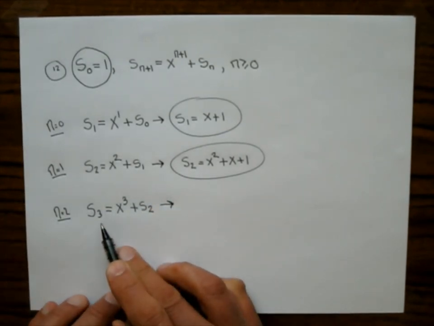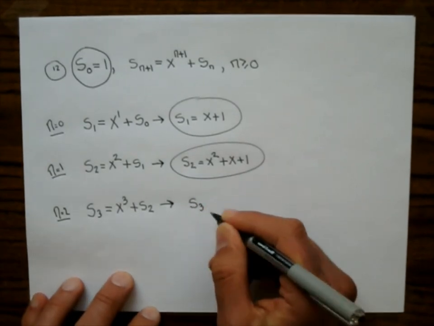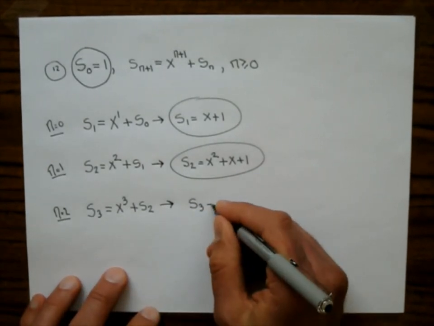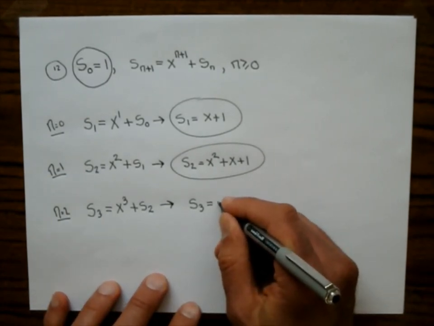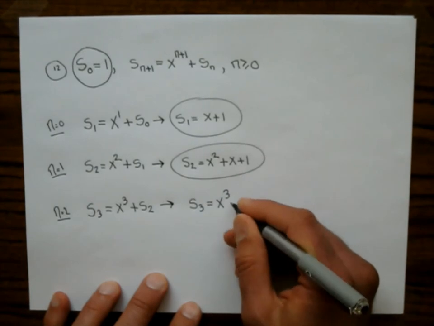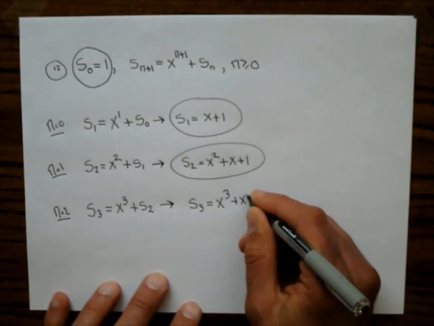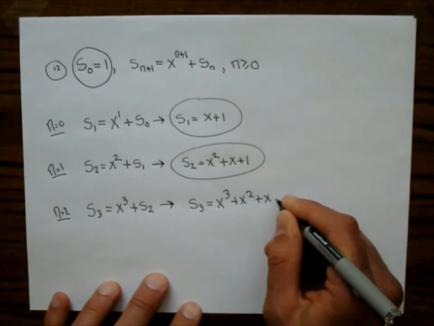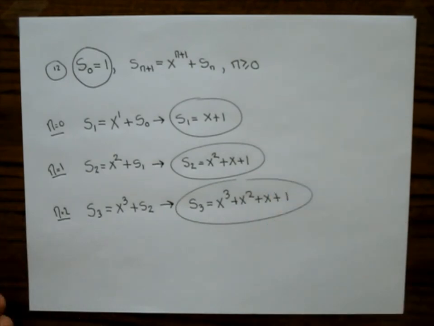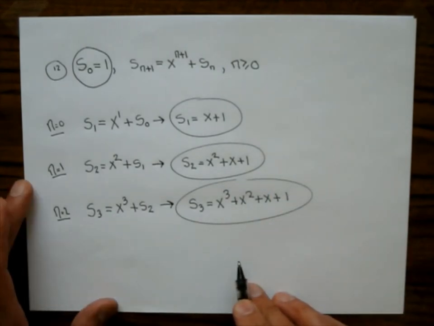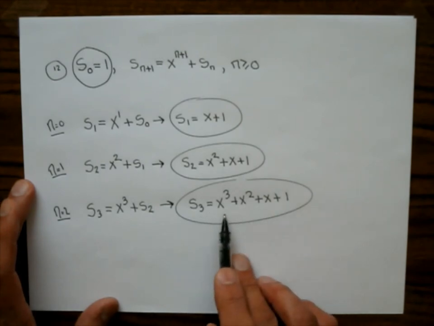So you know, we have subscripts and superscripts all in one problem. That's fun. So this is S sub 3 equals x cubed plus S2. S2 is this right here. It's probably easy to see what S4 is going to be, but we're only asked to write the first 4 terms. S4 is just going to be x to the 4th plus this right here.